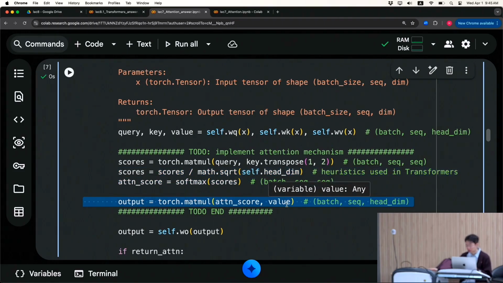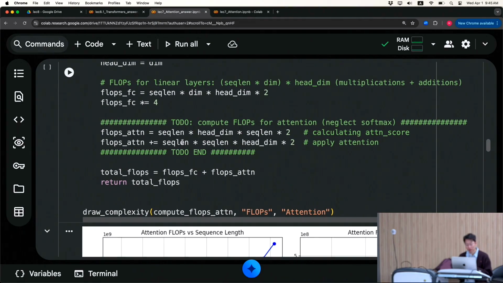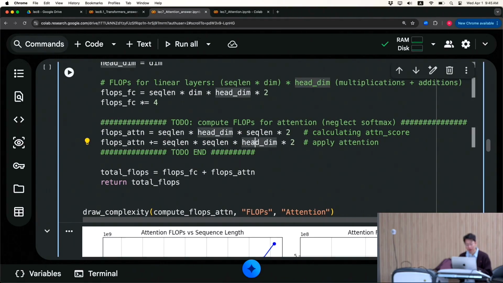Here, we take the attention score and multiply by the value vector. Output size is sequence by head dimension. So we take this matrix of size sequence by sequence and multiply by a matrix of size sequence by head dimension. The output is sequence by head dimension, and individually we need sequence length amount of computation. Add them together and see what happens.